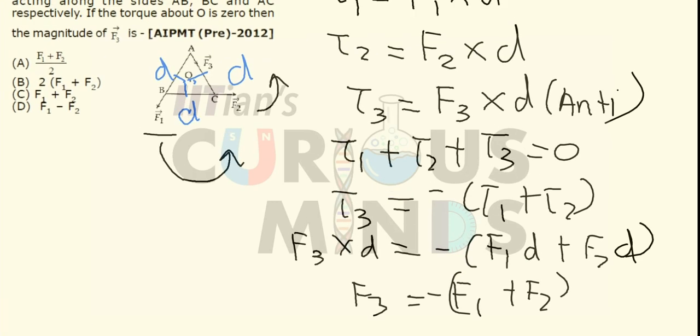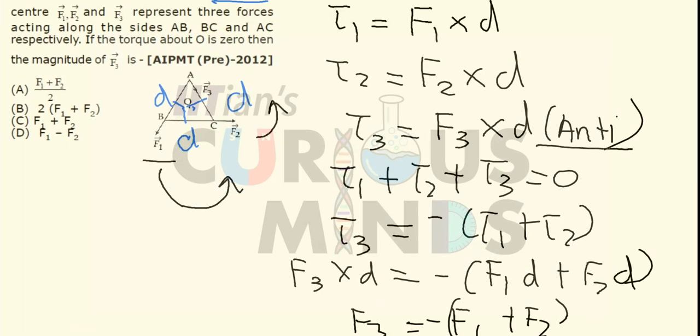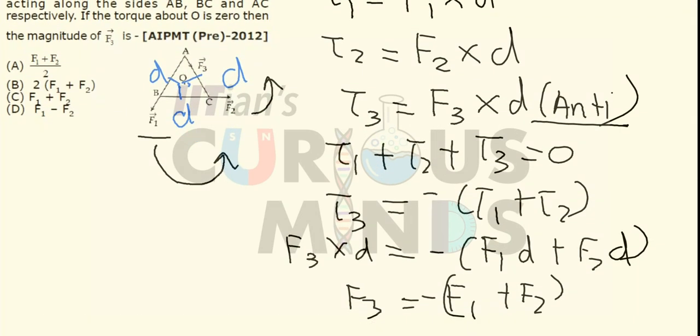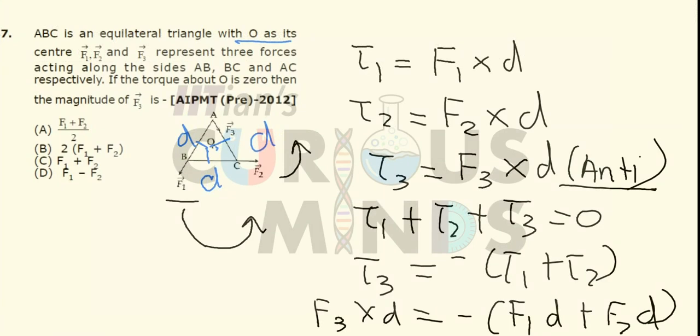Now since we have got a negative sign, it means that the torque we assumed in the anti-clockwise direction is actually in the clockwise direction, and its magnitude will be equal to negative of F1 plus F2, which is option number C.